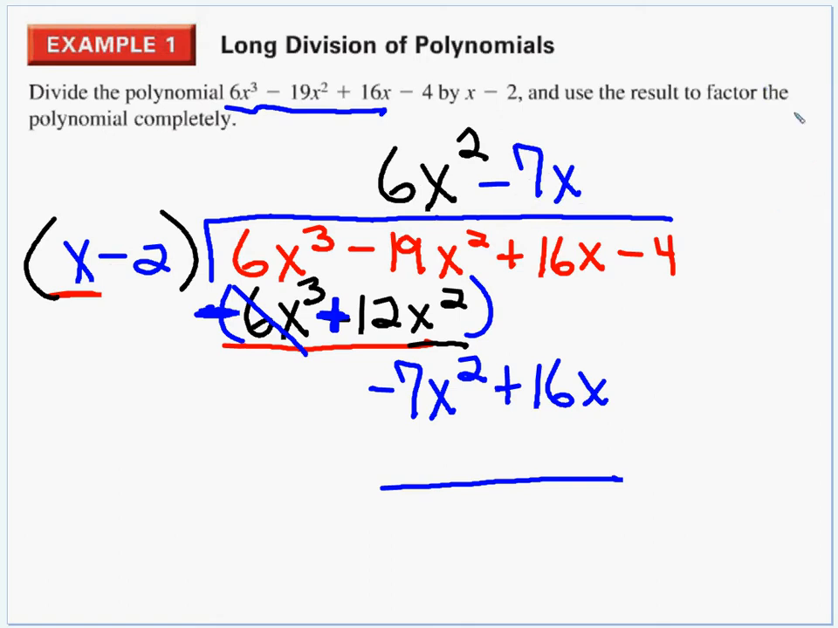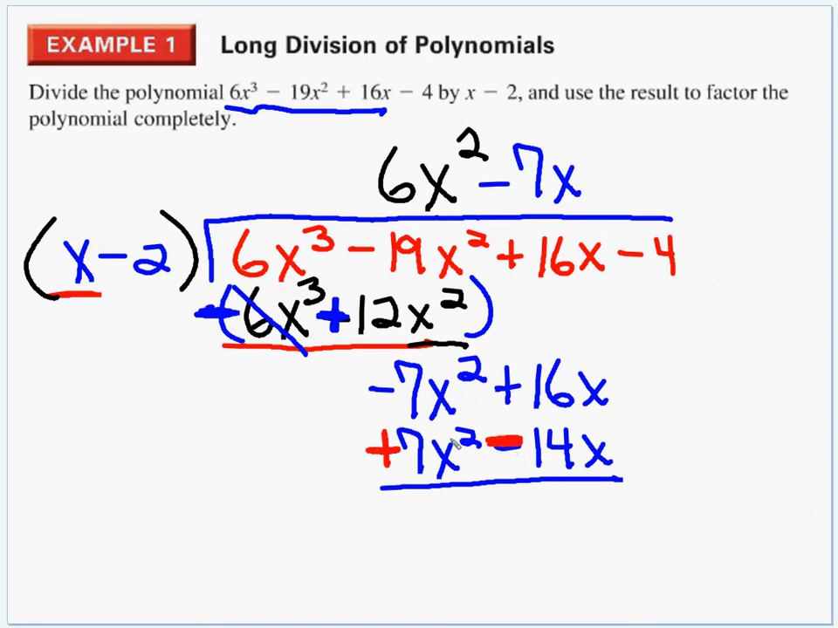So we distribute again this negative 7x to the x and the negative 7x to the negative 2. That will give us the negative 7x squared that we need. And then we're going to multiply there and get a positive 14x. Now again, we subtract here, or you can distribute a negative and add. If I distribute a negative to the first term, that'll change to a plus, and then the second term will change to a minus.